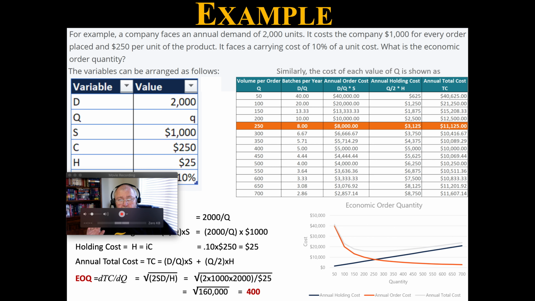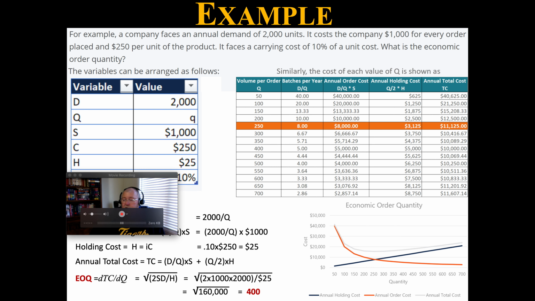Okay. So there's a carrying cost also faced by the company, which is 10% of the unit cost. So in other words, every unit that you obtained, while it is just sitting around, is costing you something. Let's suppose it's that 10% interest rate. So let's find out, what is the economic order quantity?